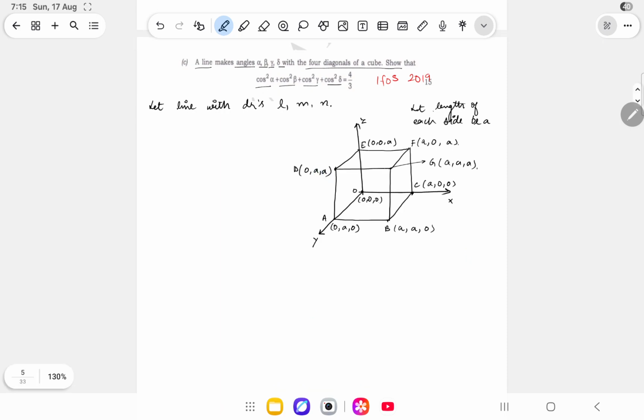So if we observe, the diagonals of the cube are 4 diagonals, and we are supposed to take all 4 diagonals. So the first diagonal we can take as OG. Diagonals of the cube are OG, then AF.